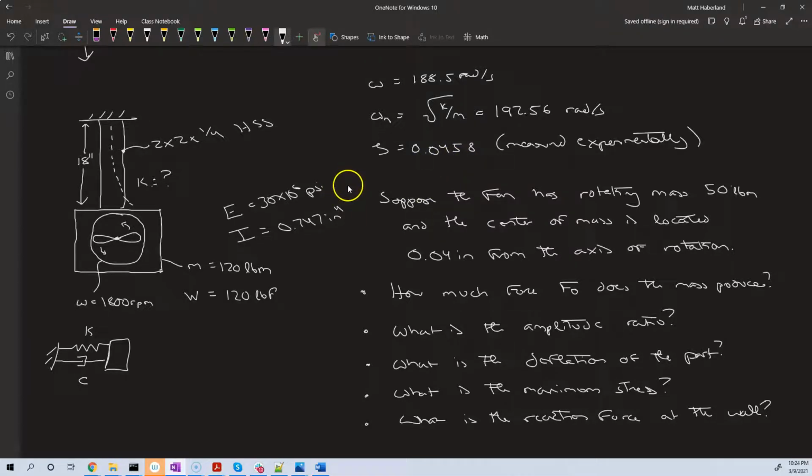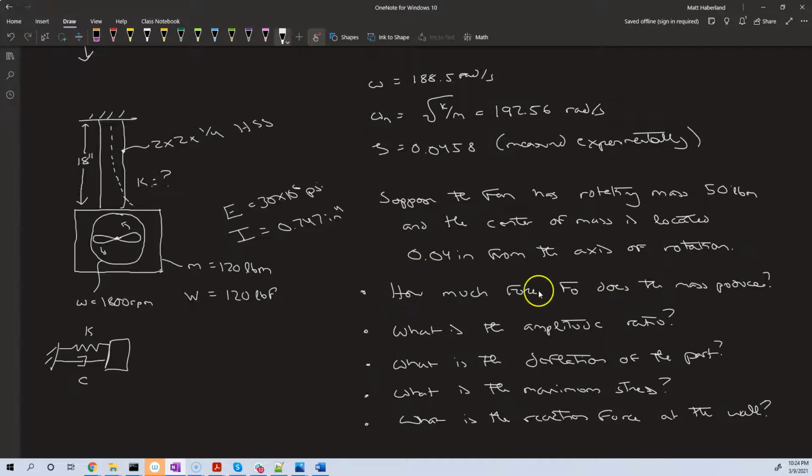We want to know a little bit more about this fan and what it's going to do, whether it's going to oscillate too much, if it's going to vibrate too much because it's near resonance. So suppose the fan has a rotating mass of 50 pounds, and we're just making an assumption here about how much of this mass is rotating and how much we expect that the manufacturing tolerances could be off by. And we're going to estimate that the center of mass could be located 0.04 inches from the axis of rotation, right? Doesn't sound like too much.